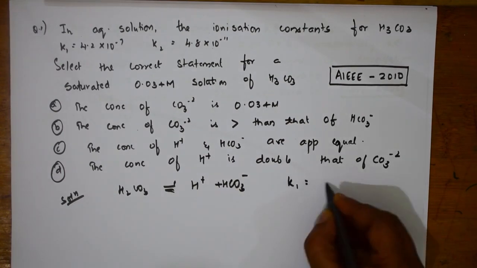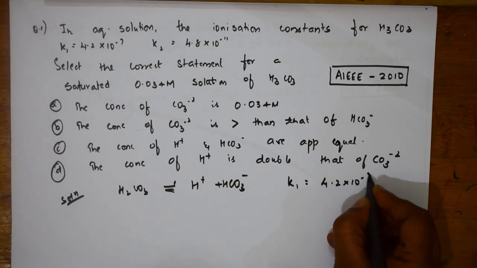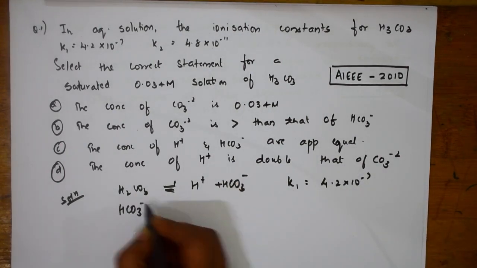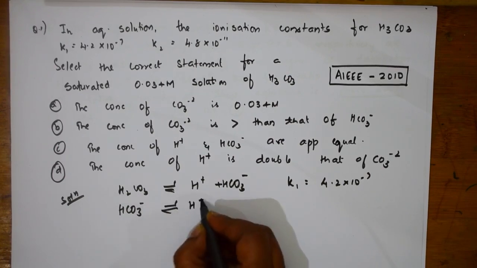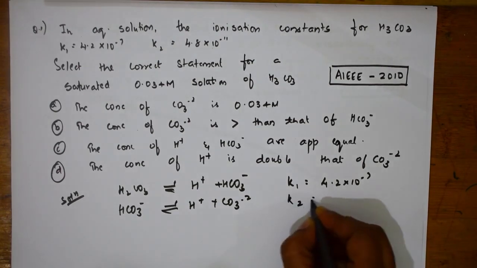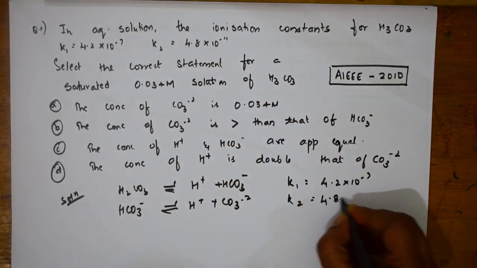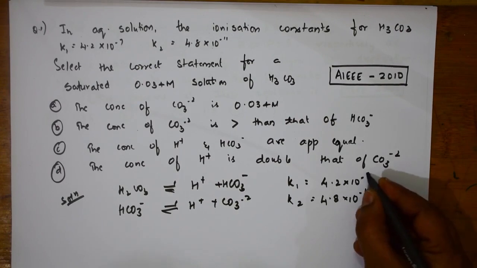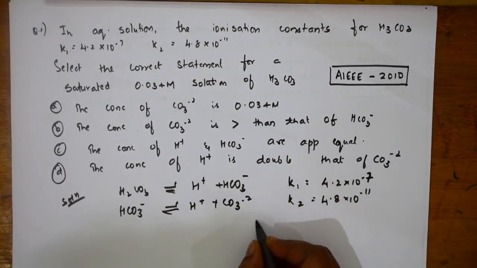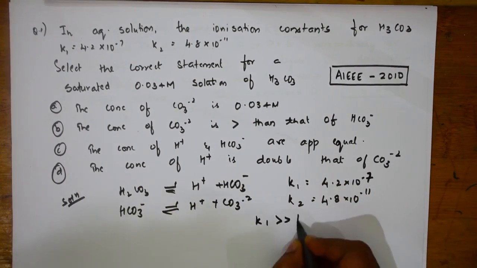This dissociates into H+ and HCO3-. What is the Ka value given to this? 4.2 into 10 raised to the power minus 7. Second, this further dissociates: HCO3- dissociates into H+ plus carbonate CO3 2-. The K2 value given to us is 4.8 into 10 raised to the power minus 11. Correct. Now even though it is not mentioned, when I see the values, I'll say Ka1 or K1 is very much greater than K2.